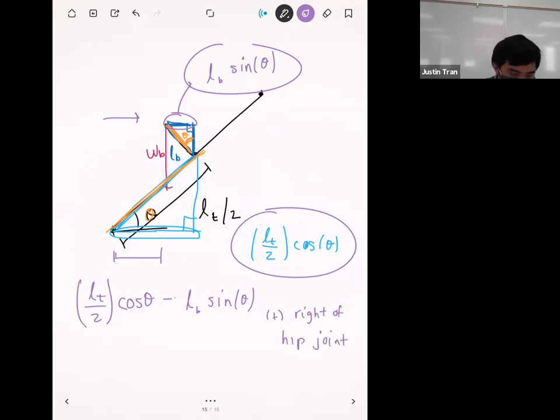Basically, whenever you compute lengths like this in a free body diagram, if you get a positive number, that means the orientation is exactly as you drew it up. But if you get a negative number, that means the distance between the hip joint and this vertical force is going to be on the opposite side.